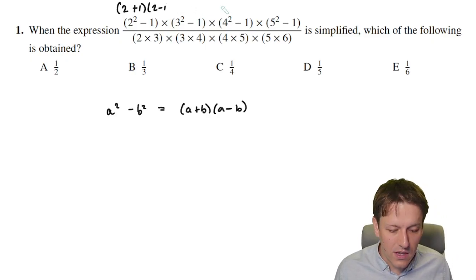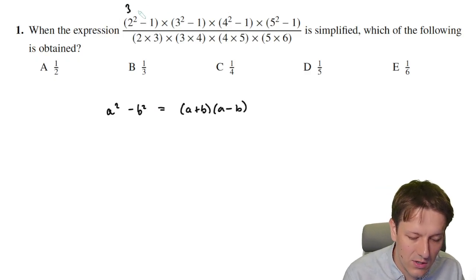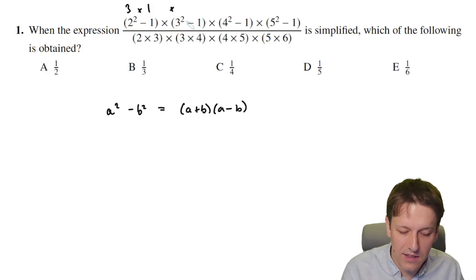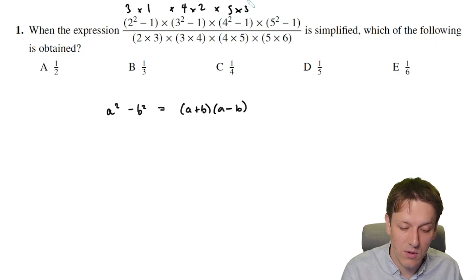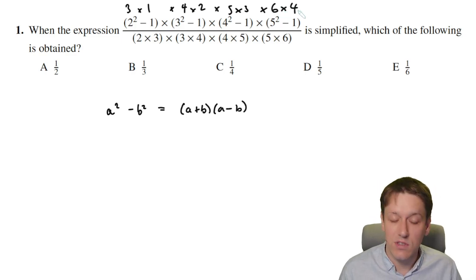And if I just write those out, then 2 plus 1 is 3, 2 minus 1 is 1, so this is 3 times 1, and then this would be 3 plus 1 times 3 minus 1, so that's 4 times 2. Then the next one, 4 squared minus 1 would be 5 times 3, and so on. 5 squared minus 1 would be 6 times 4. And now I can cancel terms in the numerator and the denominator.